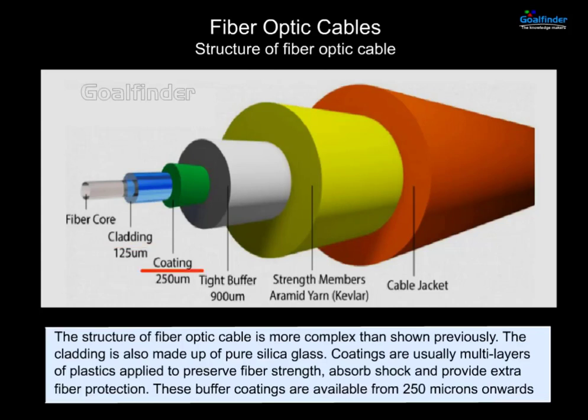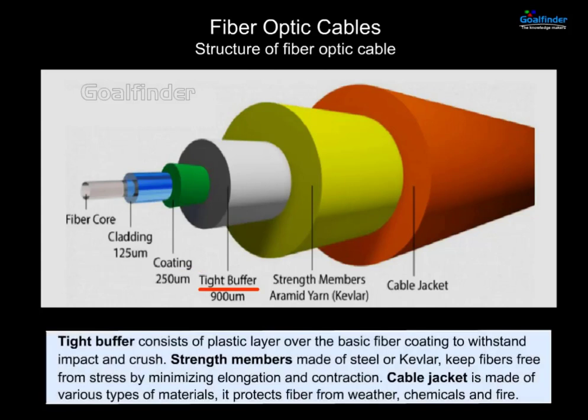Coatings are usually multi-layers of plastics applied to preserve fiber strength, absorb shock, and provide extra fiber protection. These buffer coatings are available from 250 microns onward. Tight buffer consists of a plastic layer over the basic fiber coating to withstand impact and crush. Strength members made of steel or Kevlar keep fibers free from stress by minimizing elongation and contraction.